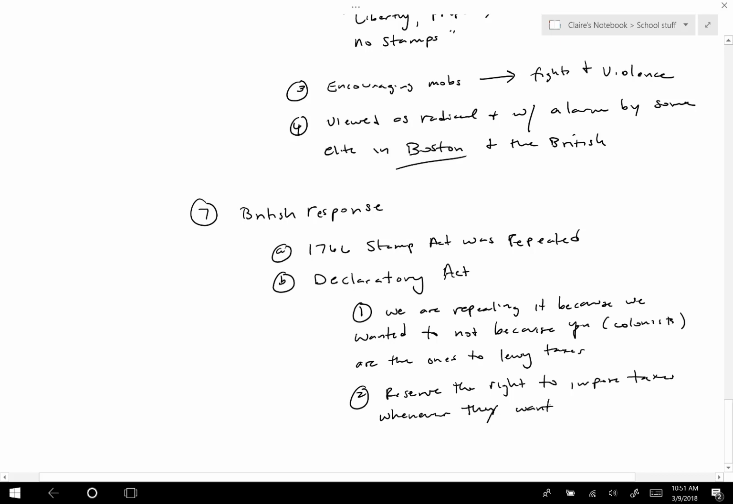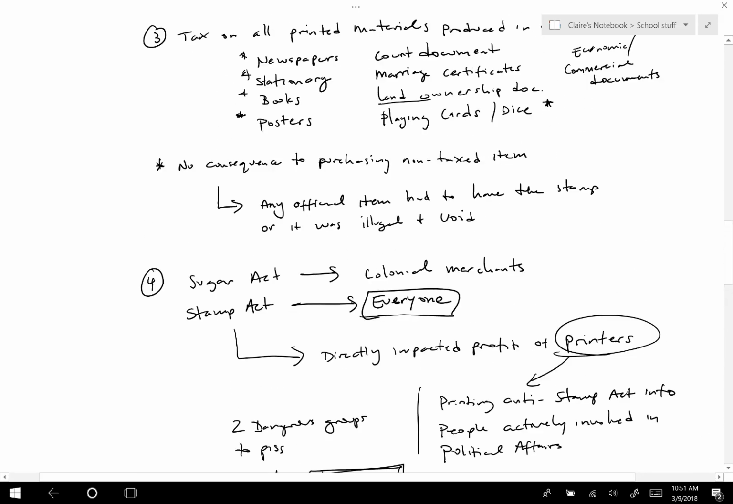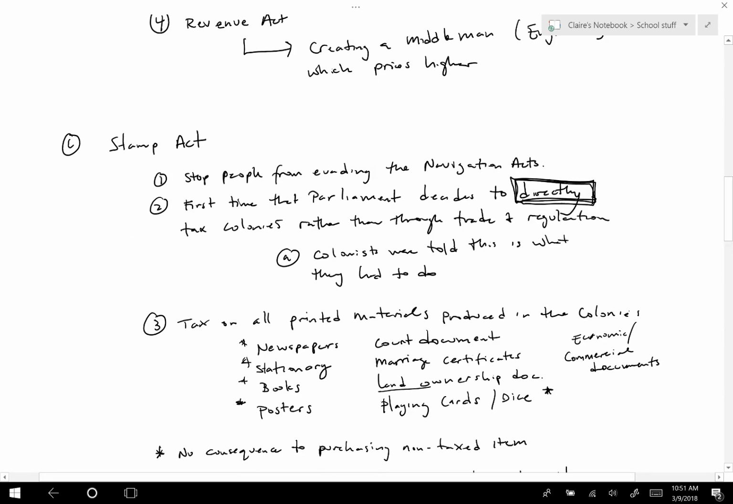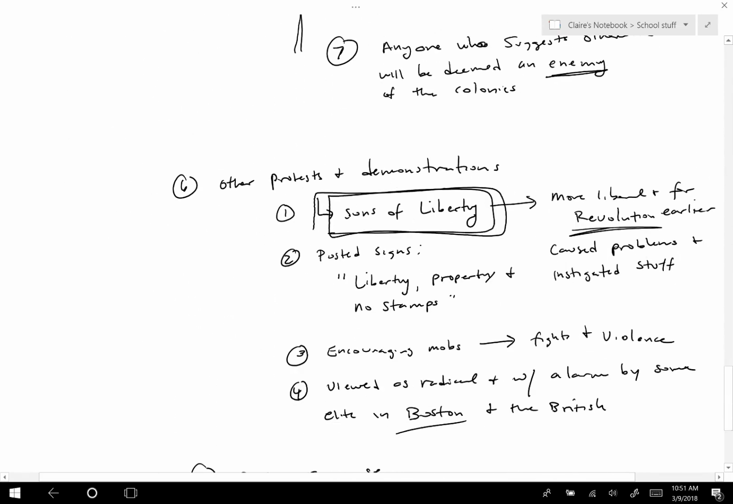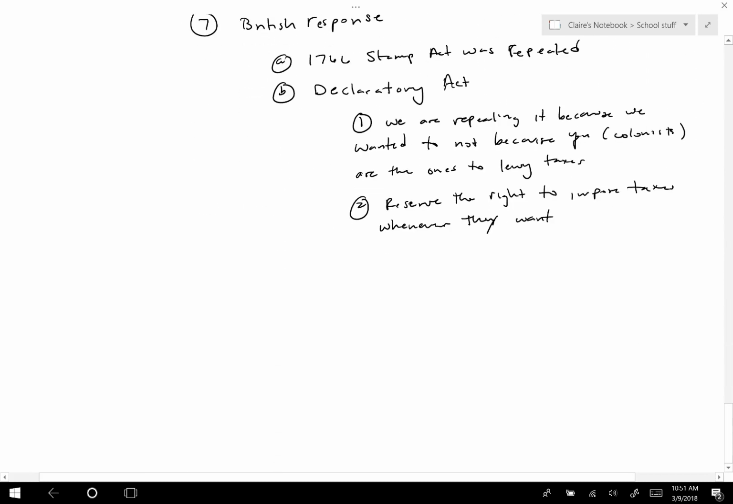Even though they'd lost in that sense, it was meant to be like, haha, see, we still have a right. We still are in control, even though they're really not in many cases. So this gets repealed. Woohoo, they won, as they saw it. It certainly is going to create, I think, more willingness to push for changes. The next big one is going to be the Townshend Acts.